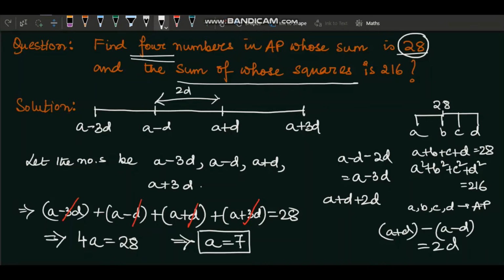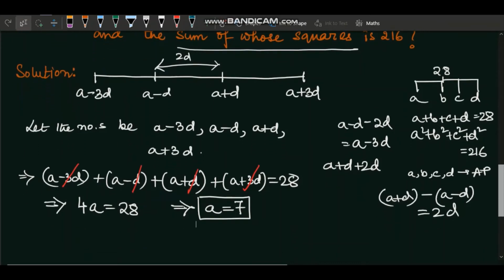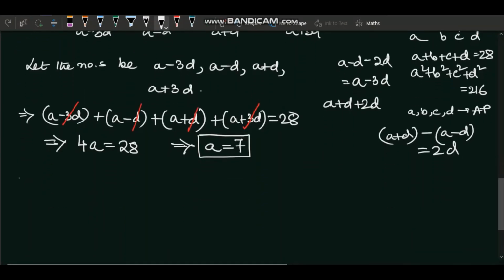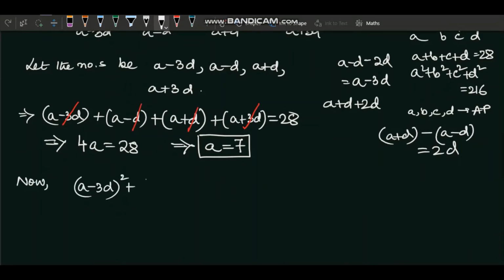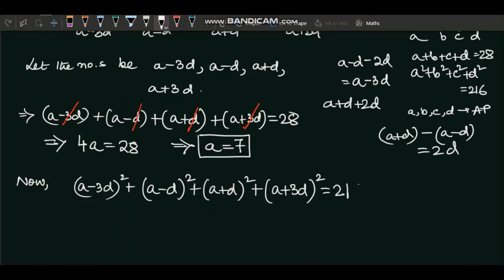Now very easily we can find the value of d, rather the values of d. We are told that the sum of squares is 216, so we use that condition. That means (a minus 3d) whole square plus (a minus d) whole square plus (a plus d) whole square plus (a plus 3d) whole square is equal to 216. We will not expand directly, but we can use an identity.